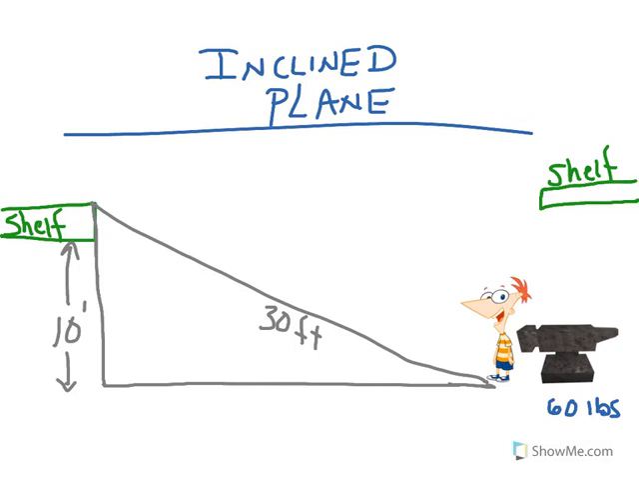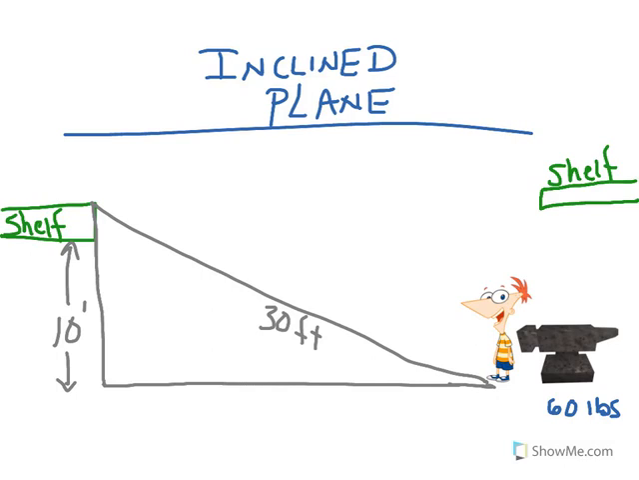Inclined plane. An inclined plane is a flat surface set at an angle, or it's an incline with no moving parts. It's able to lift objects by pushing it or pulling it in order to gain some kind of mechanical advantage. I'll give you an example here.